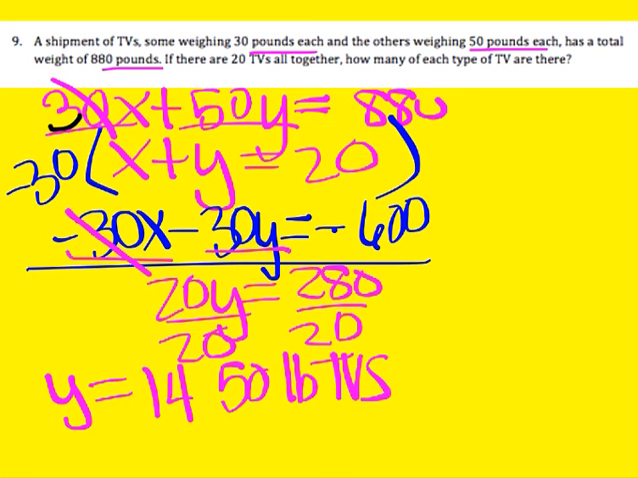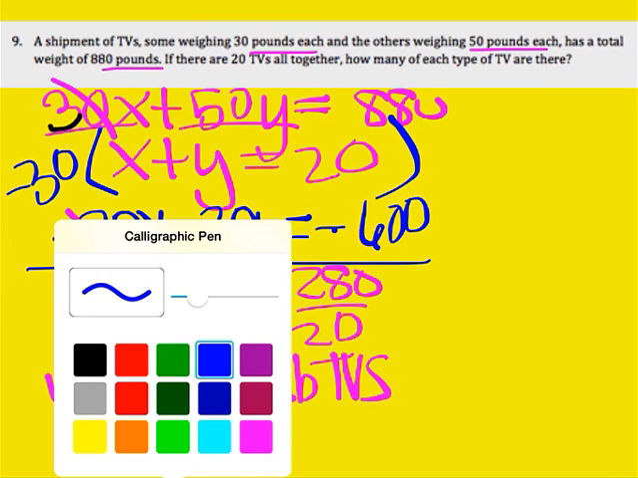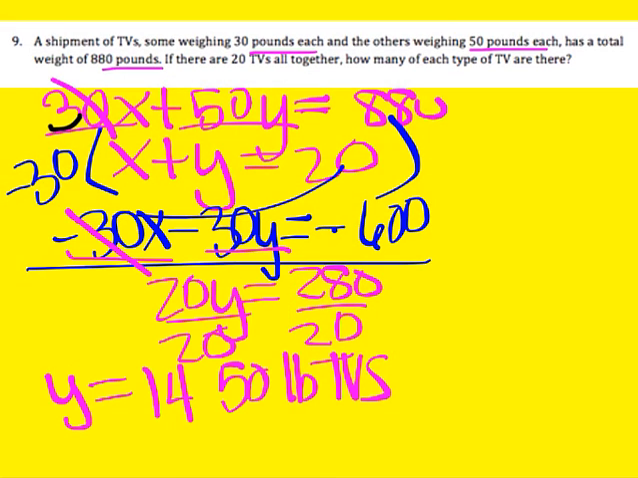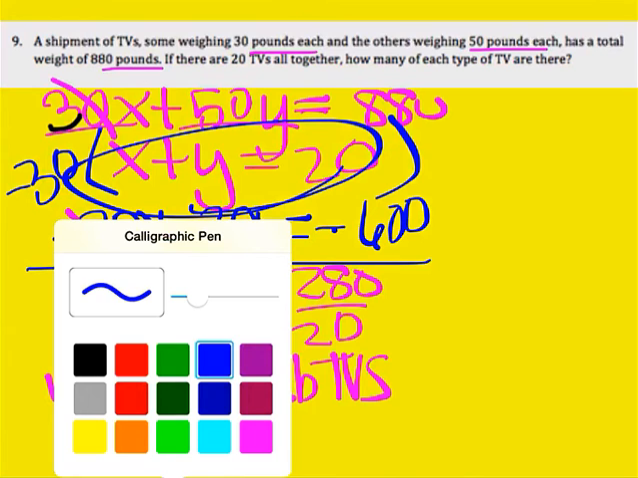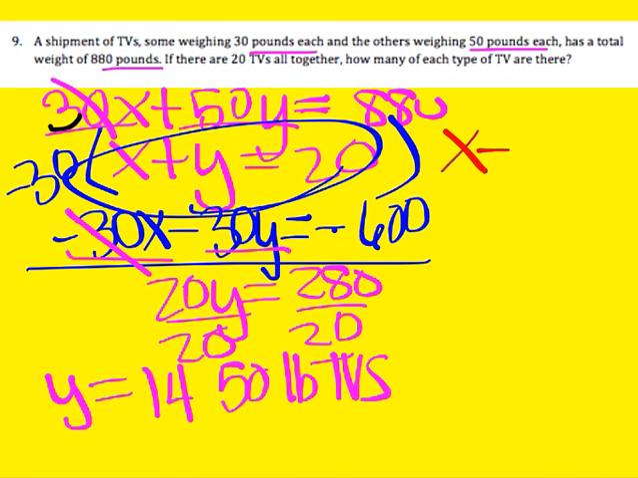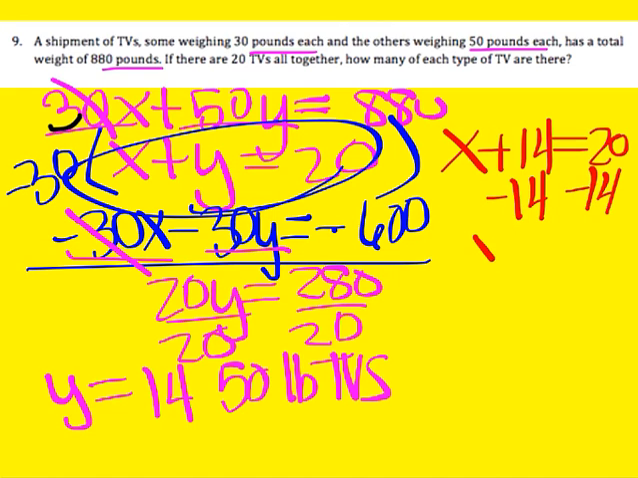So now I need to get how many 30-pound TVs I have. So I'm going to plug it back into this guy right here, okay? So when I do that, I know that X plus 14 needs to equal 20. So I'm going to subtract 14 from both sides, and then I end up getting X is equal to 6. So there's 6 30-pound TVs.